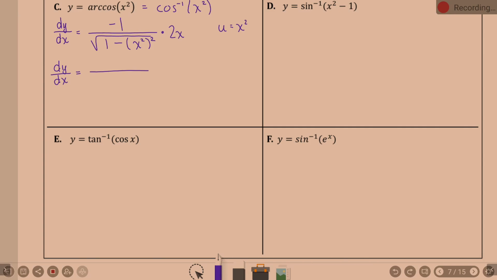So, because on top then, that 2x goes on top, so it's going to be a negative 2x over the square root of 1 minus x to the fourth. If I had to guess, yeah, that's how it's left in my answer key. Okay.